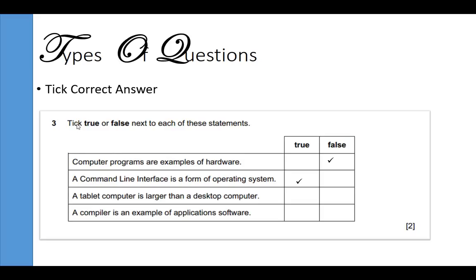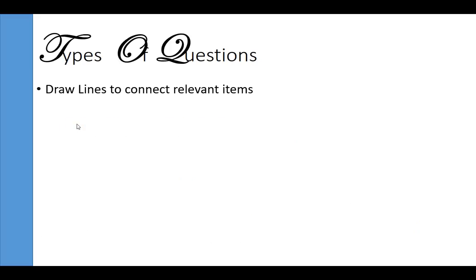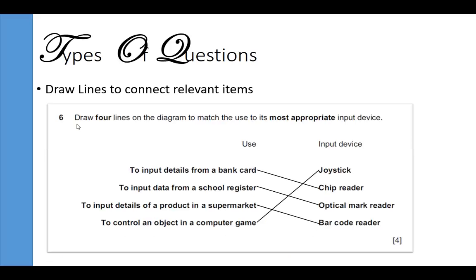Okay, let's look at another type of question that you may find. There may be questions that ask you to draw lines to connect relevant items, and they look something like this. Draw 4 lines on the diagram to match the use to its most appropriate input device, and you're supposed to join lines and draw them. Now, please use a ruler and a pencil to draw these lines. It's very easy when you draw these lines with a ruler and a pencil.